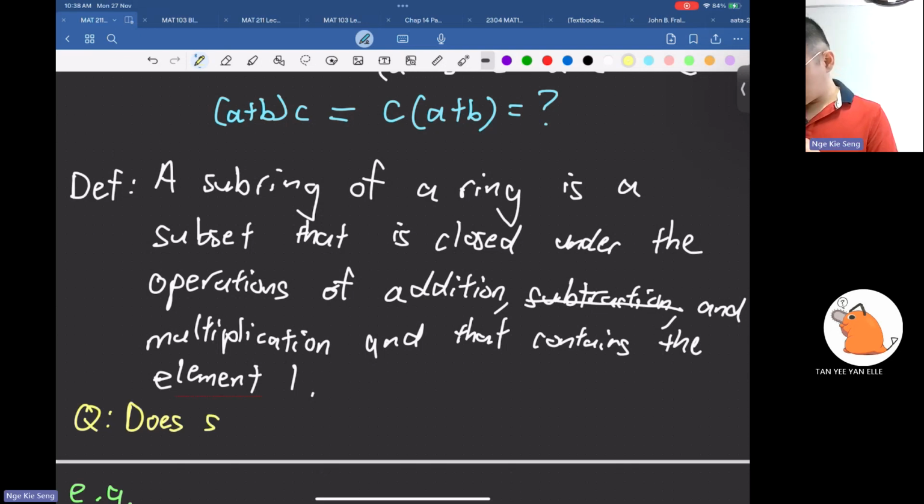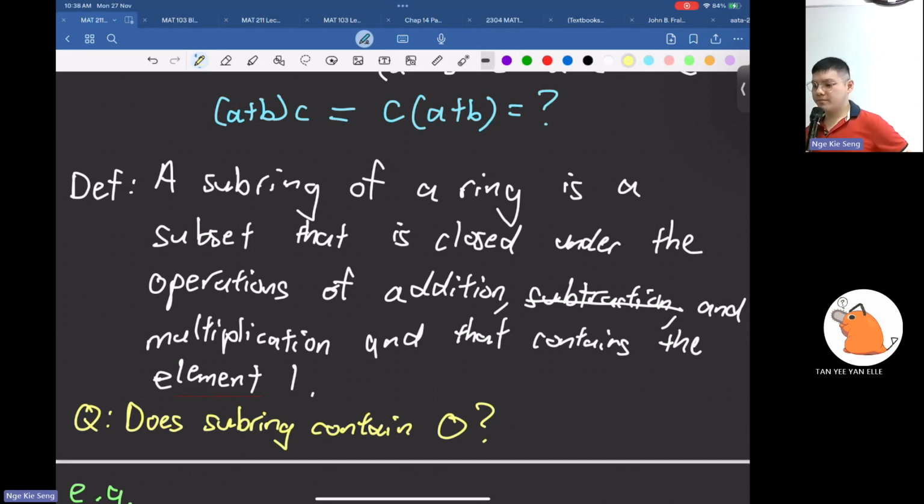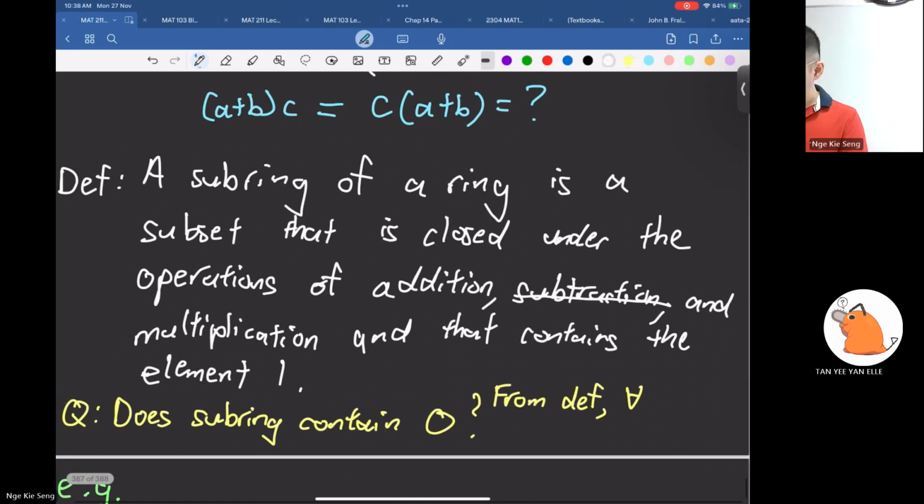So the question here: does a subring contain 0? Okay, the subring contains 0, from the definition. Let me see. If I remove subtraction, then I need to include 0, because I don't know whether it is invertible or not.